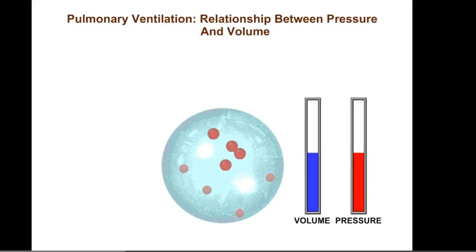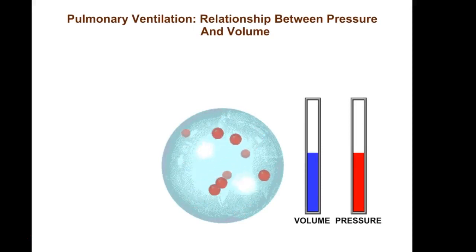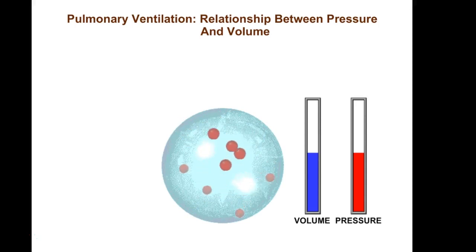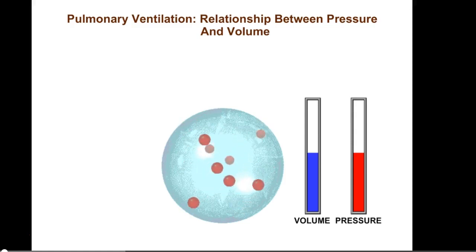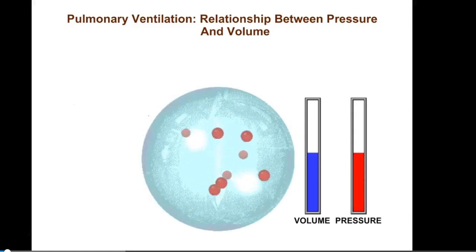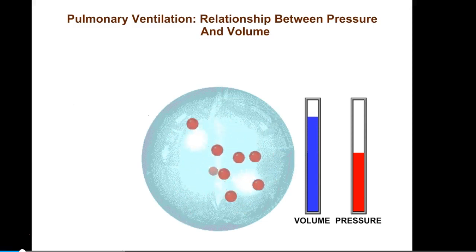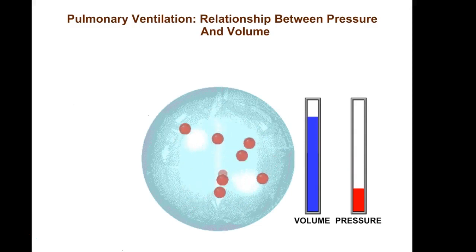In order to understand ventilation, we must first look at the relationship between pressure and volume. Pressure is caused by gas molecules striking the walls of a container. The pressure exerted by the gas molecules is related to the volume of the container. Let's see how volume affects pressure. This large sphere contains the same number of gas molecules as the original sphere. Notice that in this larger volume, the gas molecules strike the wall less frequently, thus exerting less pressure.